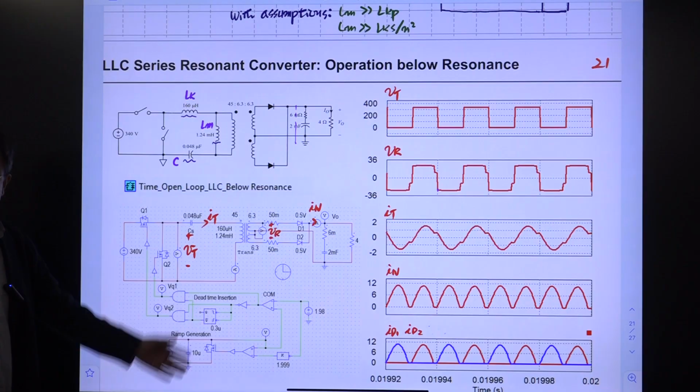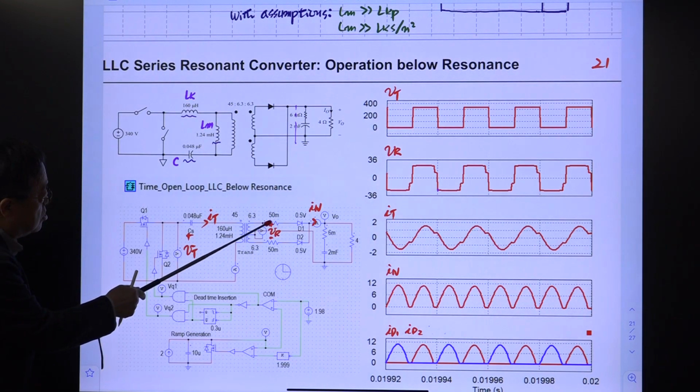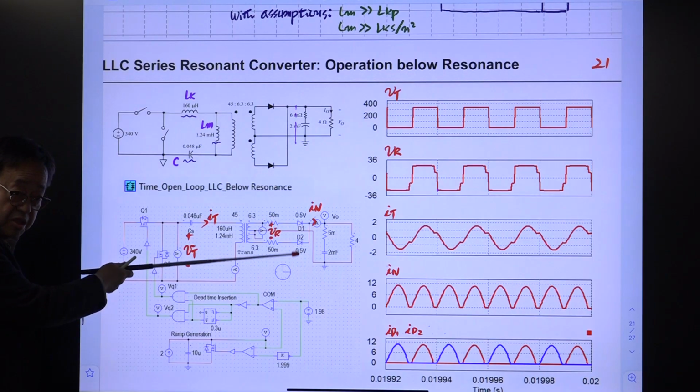Maybe the VCO gain is non-linear. It has a non-linear VCO gain, but it really doesn't matter. And I just specified this is the leakage inductance of this transformer, and this is the magnetizing inductance of this transformer. I put a small r here, maybe parasitic resistance.